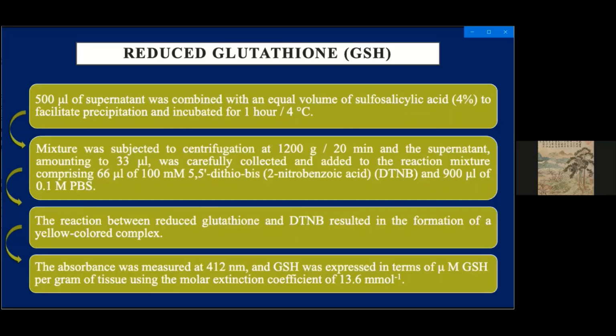And here we took 500 microliters of the supernatant from the tissue homogenates of the mice administered with different microorganisms, and this was then mixed with sulfosalicylic acid to precipitate out the proteins, and then it was centrifuged and the supernatant was taken. Glutathione in the supernatant was measured by subjecting it to oxidation by dithiobis 2-nitrobenzoic acid, and this resulted in a yellow colored complex, which was then measured at 412 nanometers, and GSH was expressed in terms of micromole GSH per gram of tissue using the molar extinction coefficient of 13.6 per millimole.